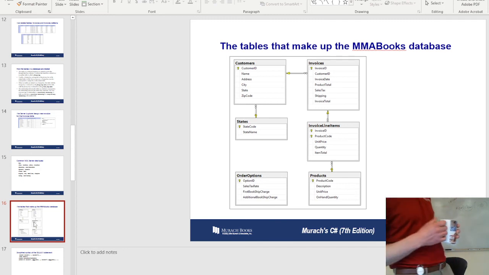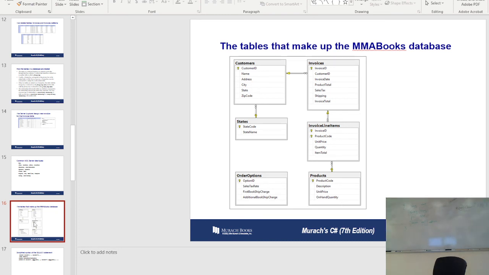So you could say that products has a product code primary key. Invoices has an invoice ID primary key. Invoice line item has an invoice ID and product code. These are both foreign keys that compound together for that table's primary key. These little tables out here, order options is interesting. Order options is an orphaned table. It's a table with no link to the other tables. That's not considered good form.